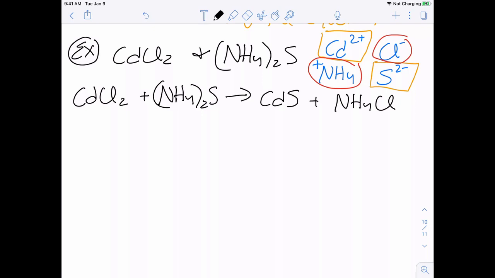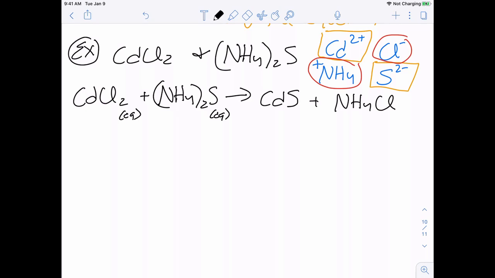I'm going to use my solubility rules to determine if these are soluble or insoluble. If they're soluble, they get an AQ. If they're insoluble, an S. So chloride, rule 3 tells me things that have chloride in them tend to be soluble. Cadmium is not an exception, so this gets its AQ. Ammonium doesn't have any exceptions. If it has ammonium in it, it's going to be soluble.